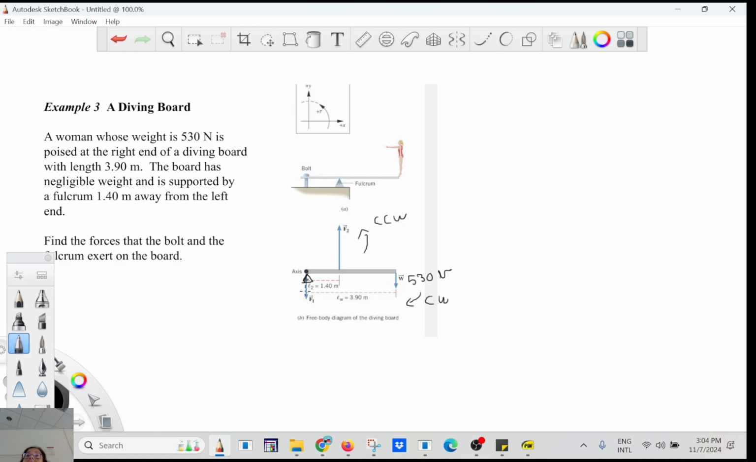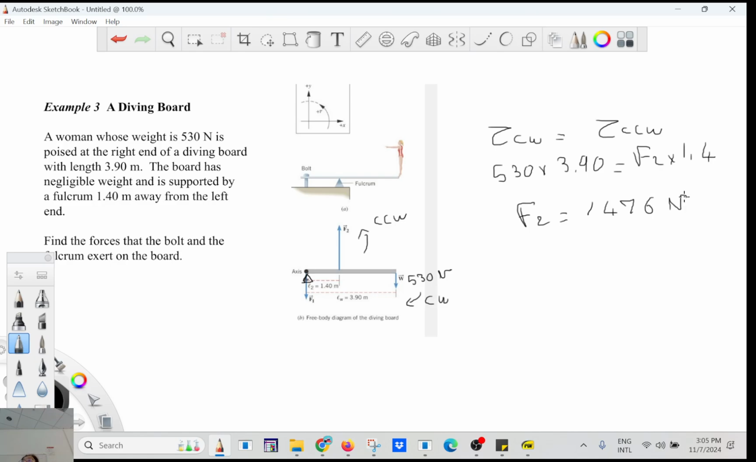So you see, you still have a force here, but it's pushing on the axis of rotation. So there won't be any twist. Okay, so you have the sum of the clockwise equals the sum of the counterclockwise. So clockwise 530 times 3.90 equals F2 times 1.4. And I have meters, so everything is good. So what do you get? 1476 Newton. Do you all agree?